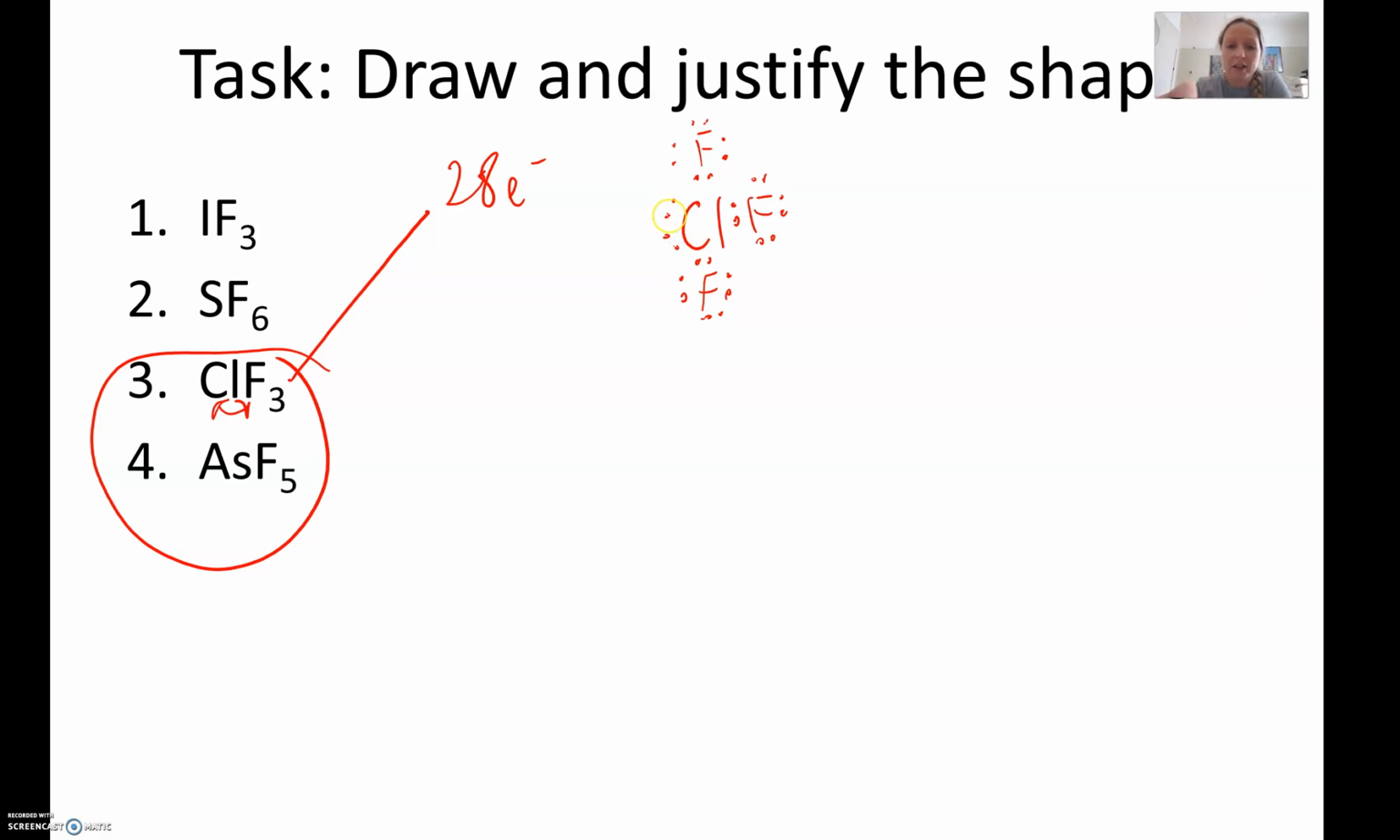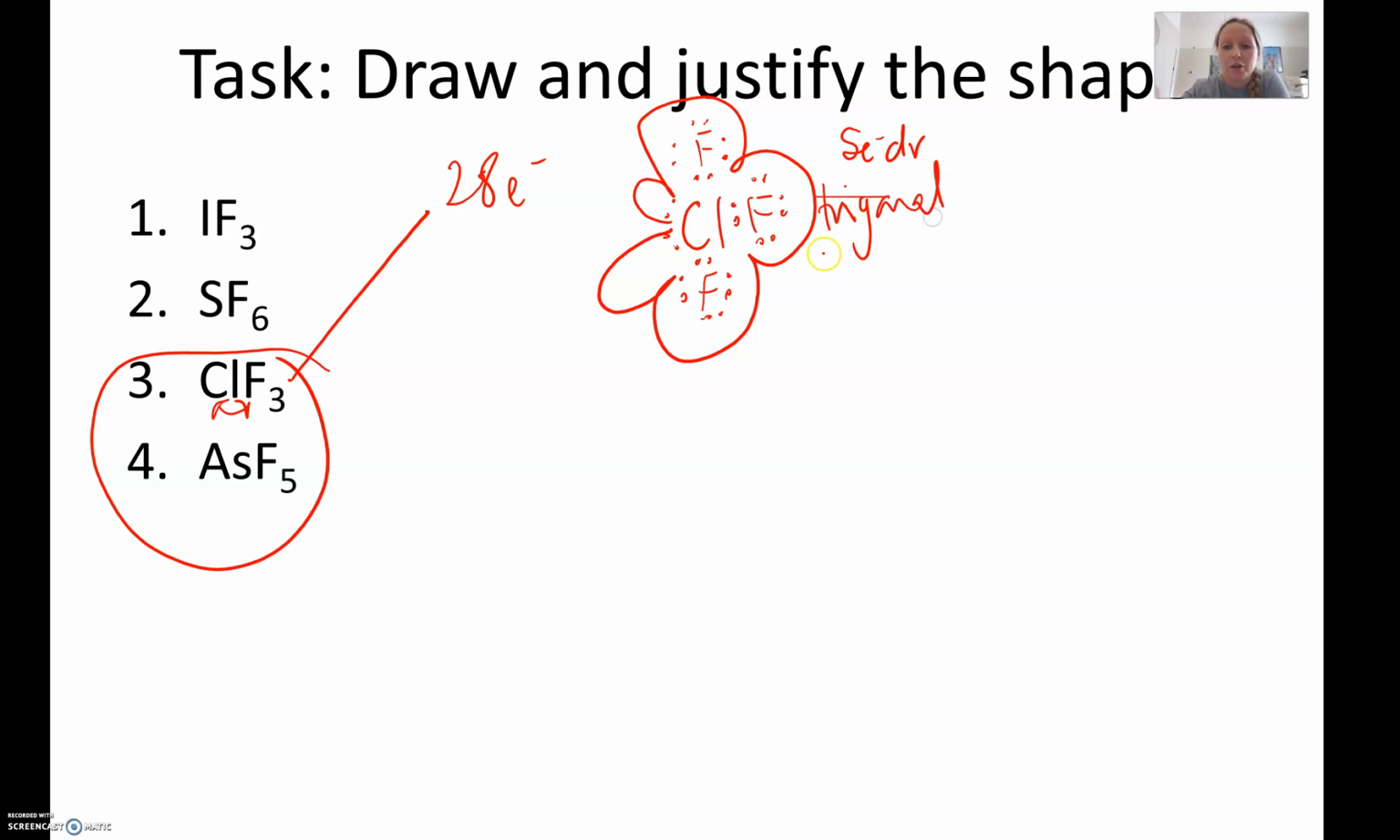So what you can see here is we have got 1, 2, 3, 4, 5 electron density regions. Those electron density regions on the central Cl atom are going to repel each other as far as possible, creating a parent geometry of trigonal bipyramid. So trigonal bipyramid. Now you can see here there are 3 bonding and 2 non-bonding.